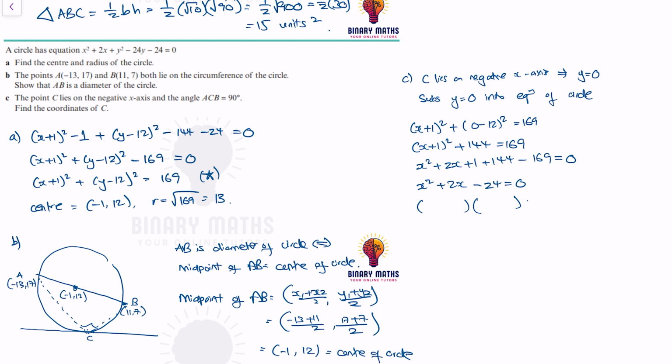Now if I factorize this, I want two numbers that multiply to give me minus 24 and add to give me 2. It must be positive 6 and negative 4, which means x is equal to negative 6 or x is equal to 4. Now it can't be this one, since x is negative. Therefore, x is equal to negative 6. So the point C is equal to negative 6, 0.